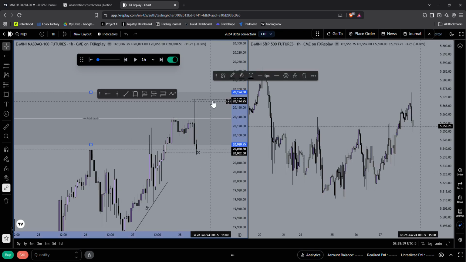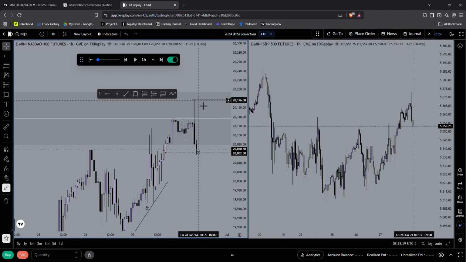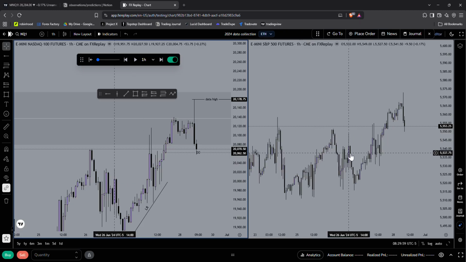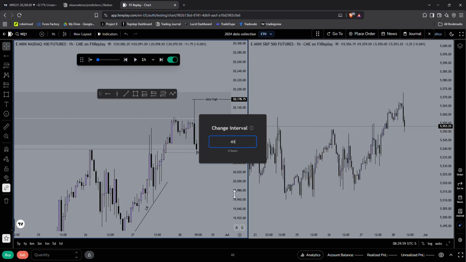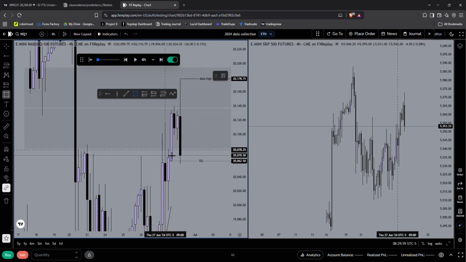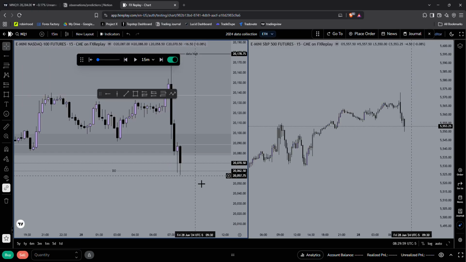This is a data high, obviously. It's 7:30 data high. Damn, I don't have data? Oh, hold on. That's a data high. 4 hour. We are playing within this 4 hour gap.